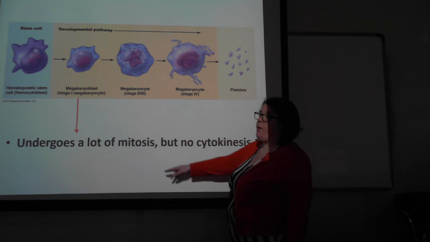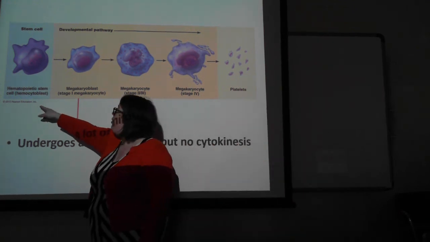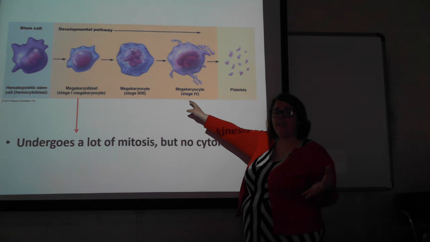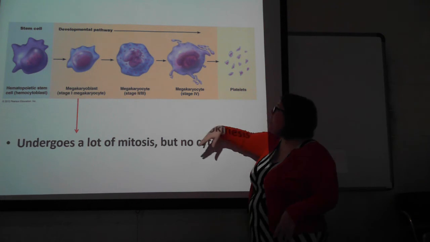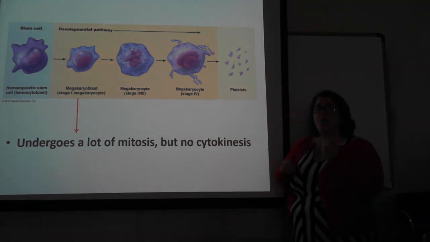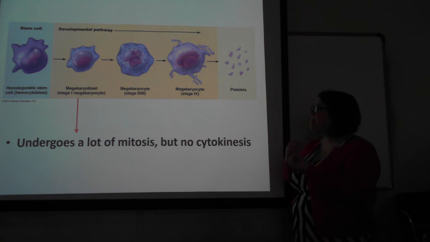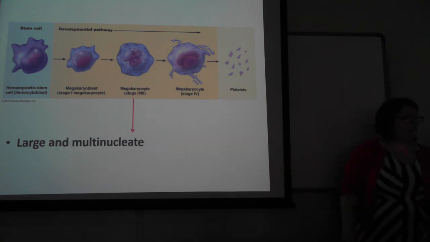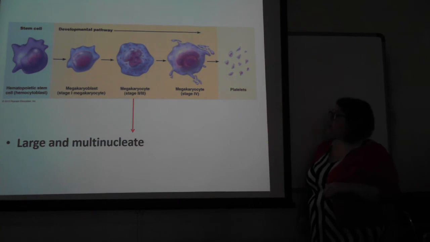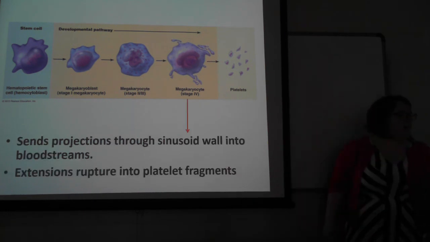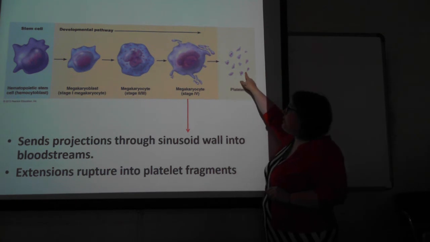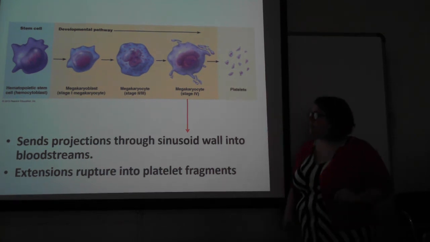So here's our hematopoietic stem cell, just like the other two. We go through this developmental pathway, and notice we have this giant cell called a megakaryocyte. And what it does is it starts to break into these tiny pieces that we know as platelets. Right? That megakaryocyte is really large, it has lots of nuclei, and then it will start to break down into these little tiny platelets.